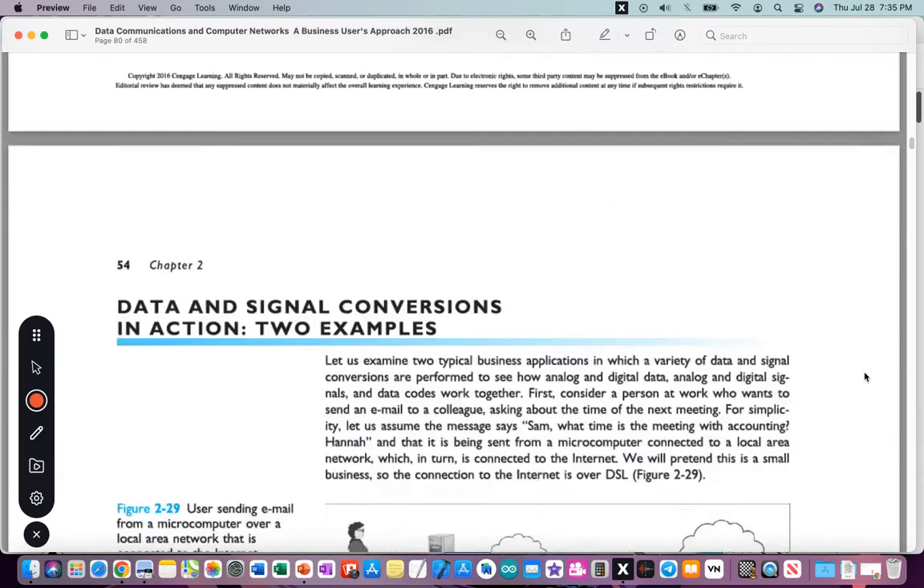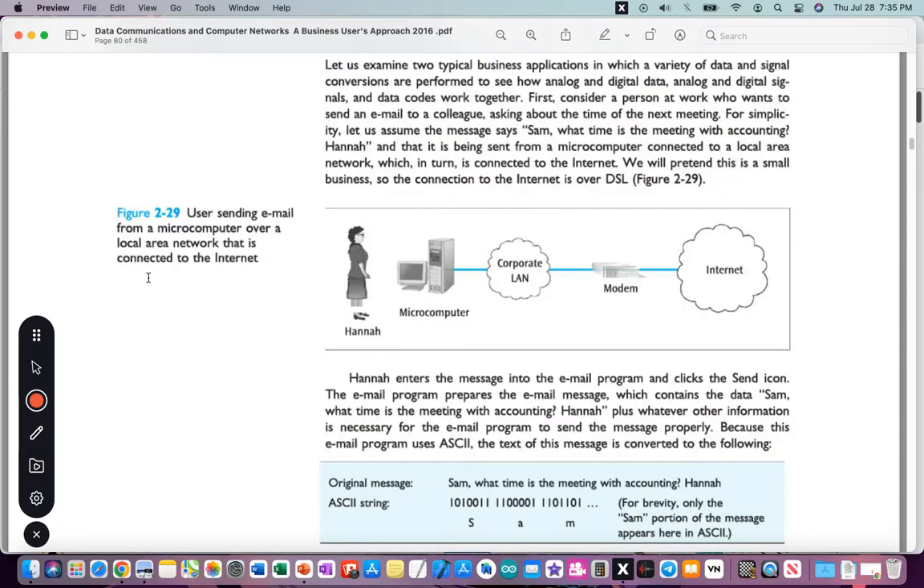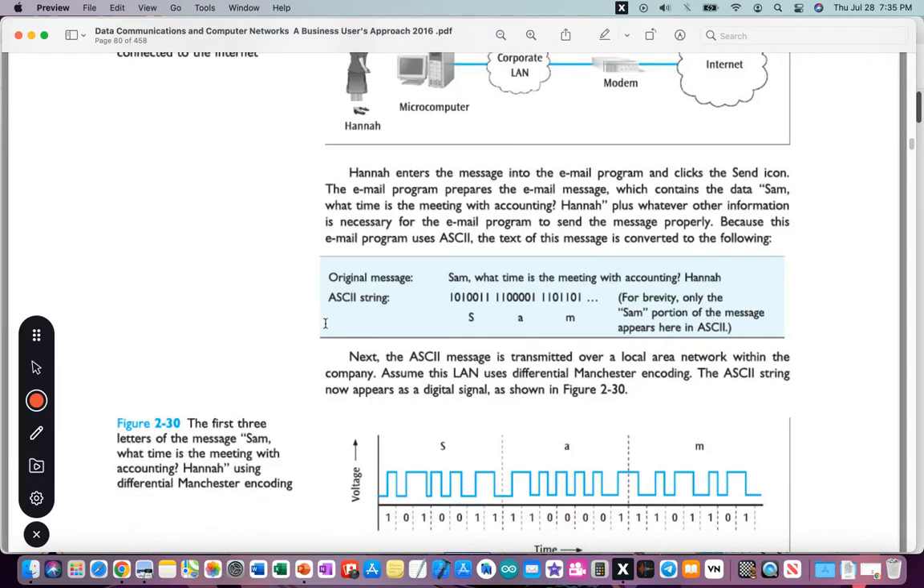All right. The data and signal conversion in action. Two examples: Hannah using a microcomputer, operating over a LAN, then a modem, then the internet. All right.